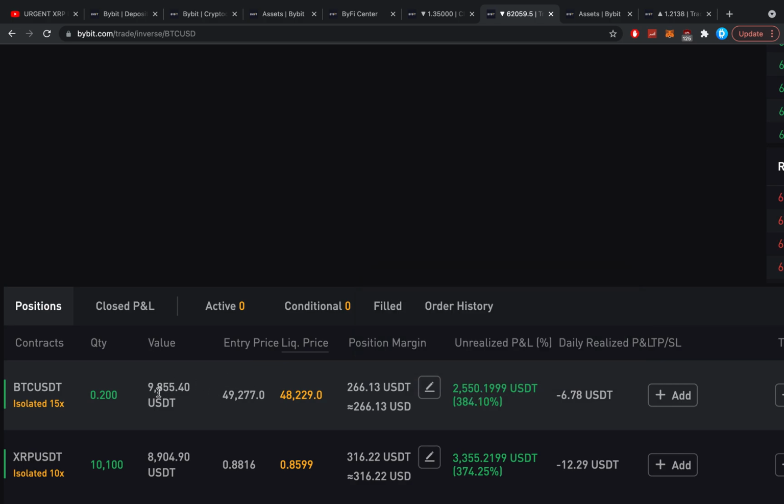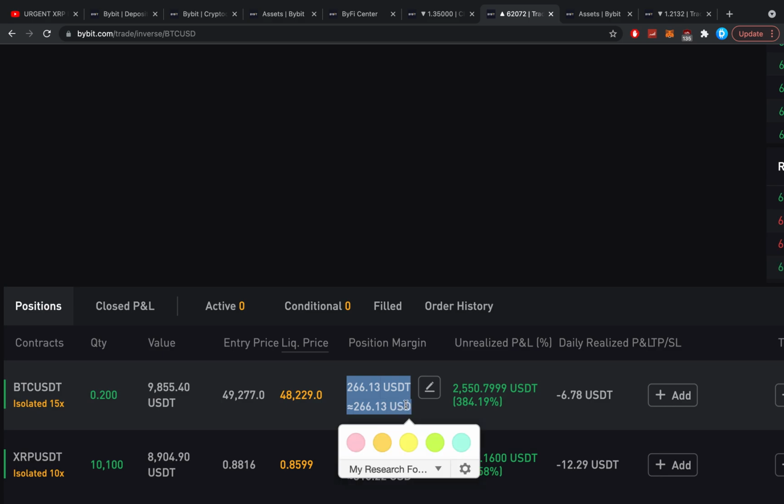And so that's the main, right? This means that it's not Bitcoin, I'm using USDT to trade this. The quantity of Bitcoin that I bought was 0.2 for this value. Entry price was 49.2 thousand. Liquidation price 48,000. This basically means, and I'm using 15 times leverage, this basically means once we get to $48,000, I will lose the money that I put in, which at this point is only $200.